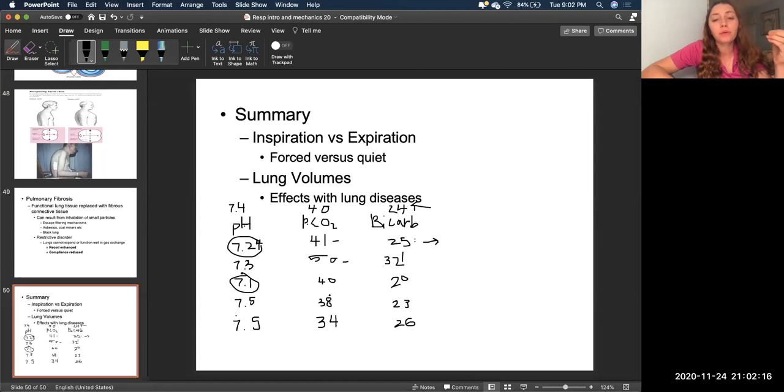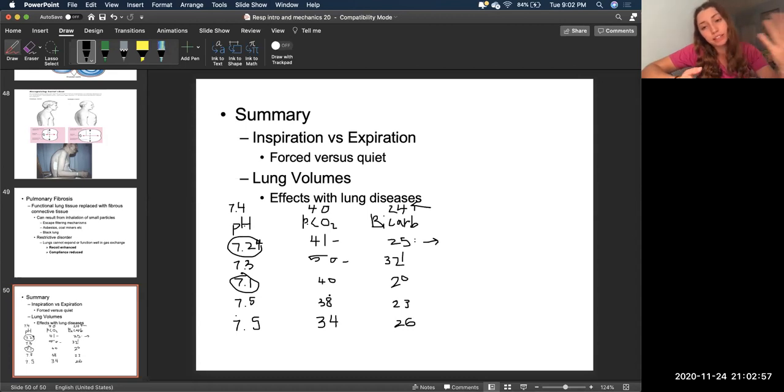When we're talking about this, the CO2 is the one causing the problem, because a low CO2 makes the blood more basic. Your bicarb being lower means it's making it more acidic, not more alkaline. So it would be respiratory alkalosis, because there's less carbon dioxide, which means there's less acidity. The bicarb is really not doing much.